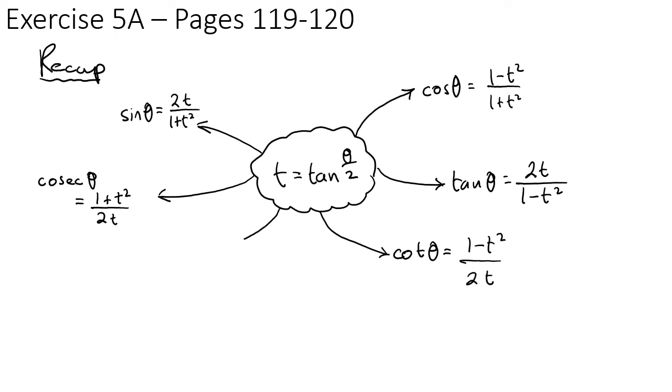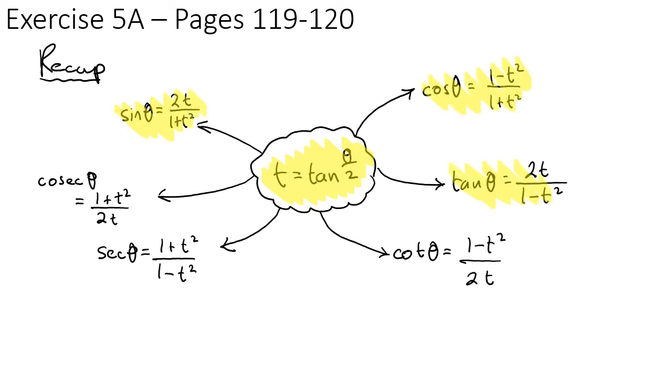And then lastly, we can have the reciprocal of cos, which is sec theta. And that's going to be 1 plus t squared over 1 minus t squared. And the ones which you need to learn, well, obviously the sine, cos, and the tan. Once you know those, then the reciprocals basically fall into place after that.